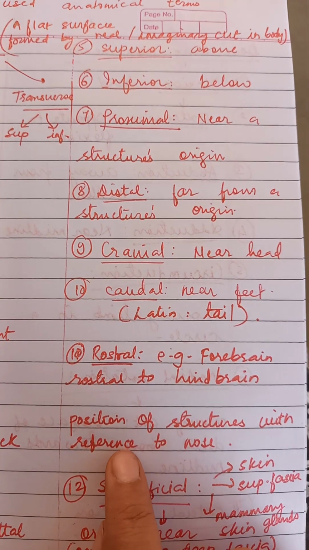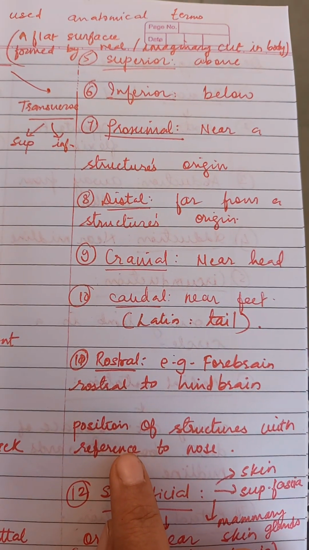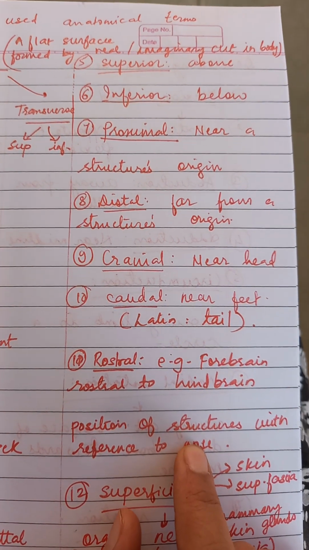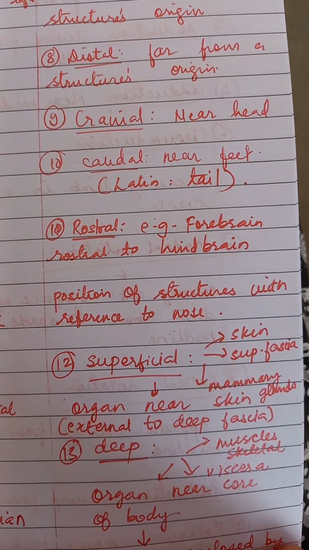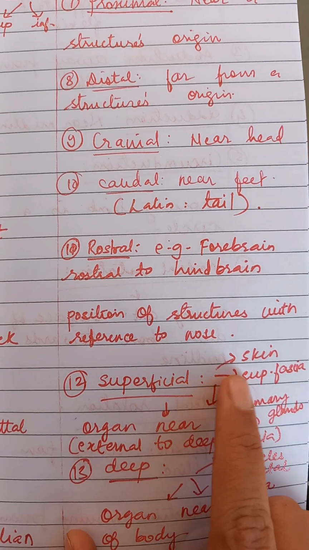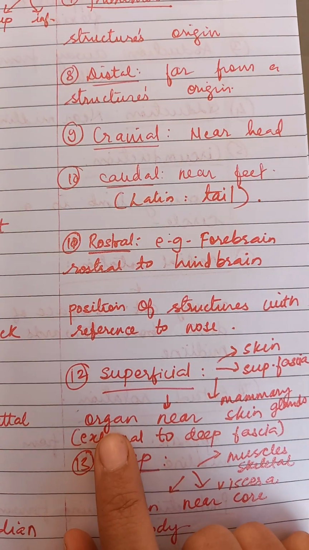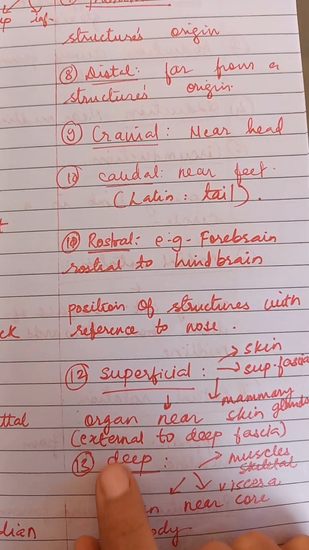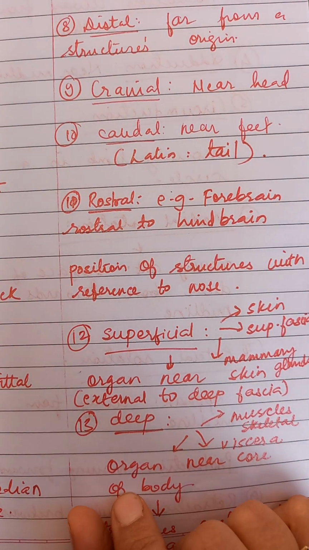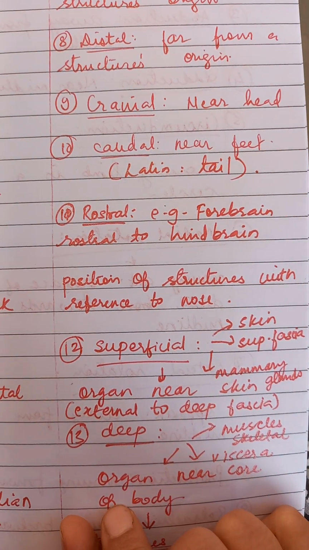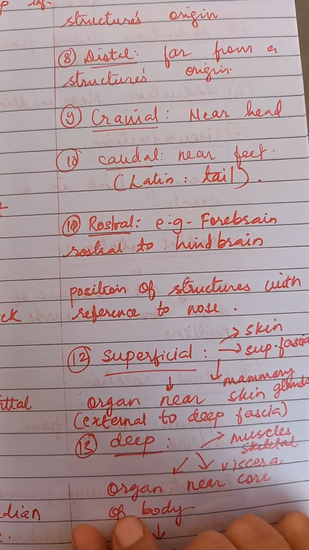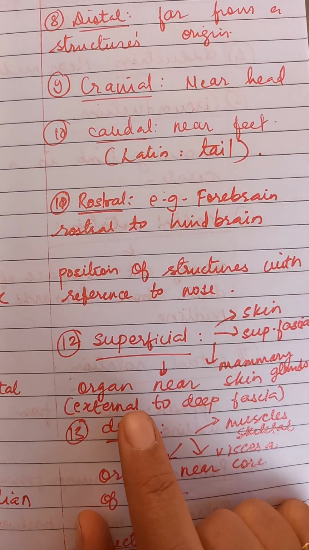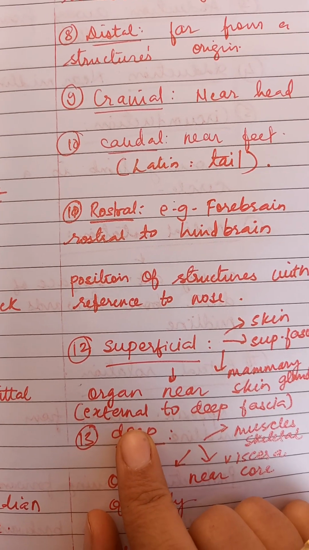this word is used to describe a structure's position with reference to the nose. Example, forebrain is rostral to the hindbrain. What is superficial? It is near the skin or near the external surface of the body. So anything above the deep fascia, there is a fascia, a layer of tissue which is called fascia. Structures above that are called superficial.